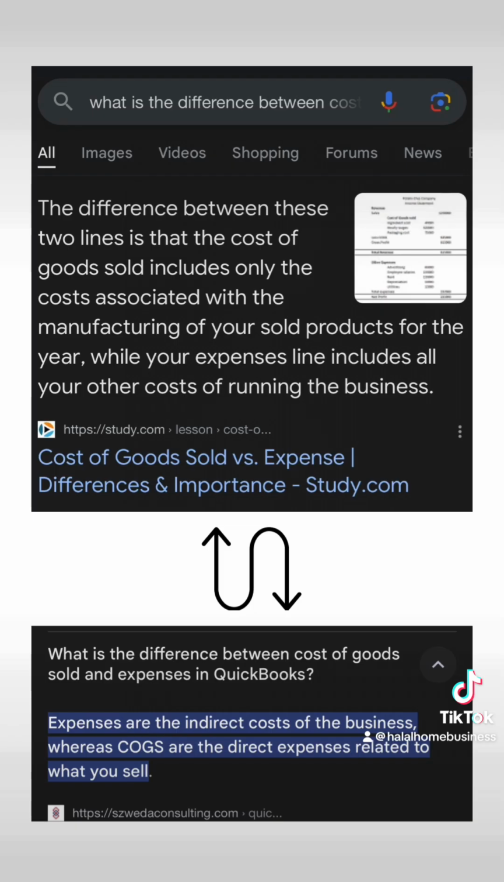I wanted to talk to you guys about the difference between general business expenses and cost of goods sold. So the cost of goods sold are the direct expenses related to what you're selling, whereas other expenses are indirect to the cost of the business.